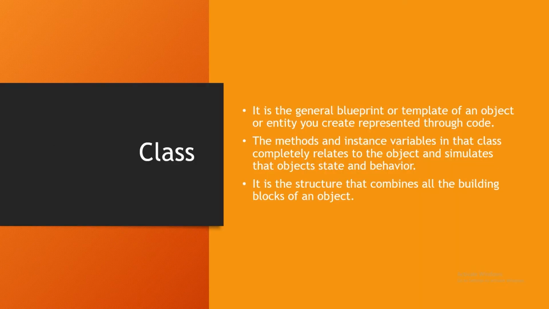So first things first, we need to learn about the class. The class is the general blueprint or the template of an object or entity you create, represented through the code. The methods and instance variables in that class completely relate to that object and simulate the object's states and behavior. Essentially, it's the structure that combines all the building blocks of an object.